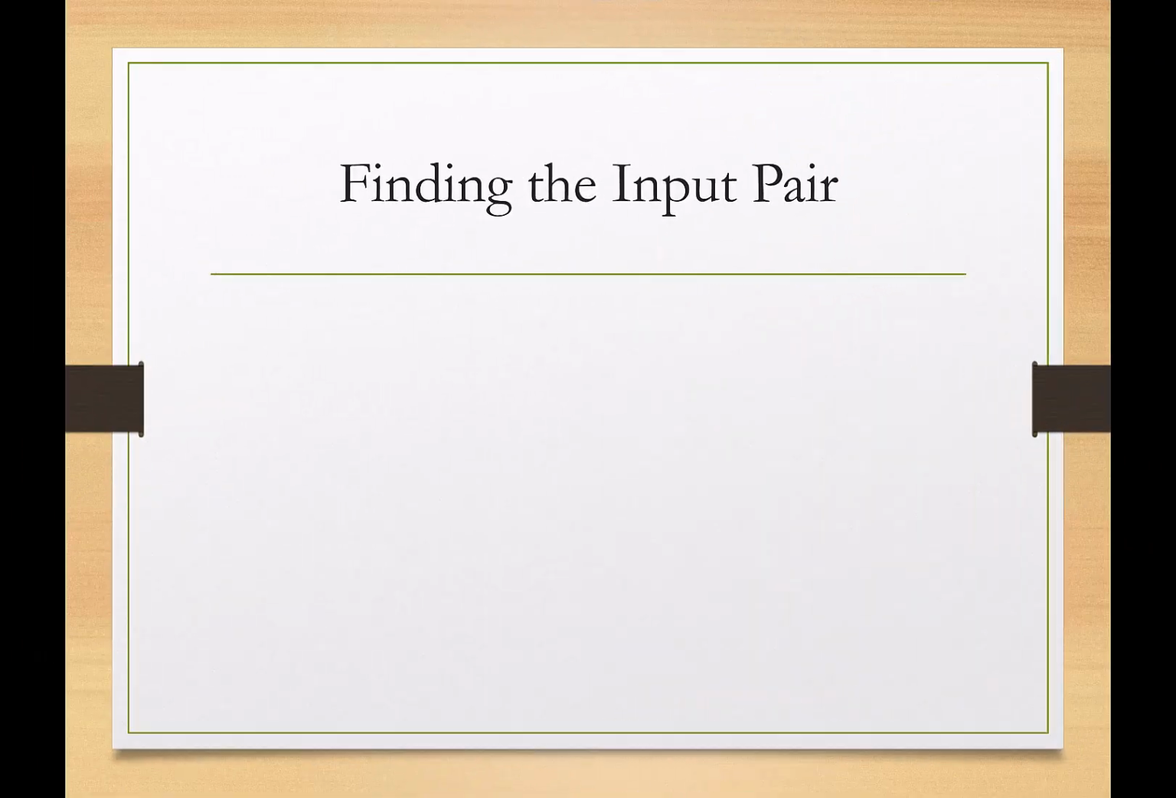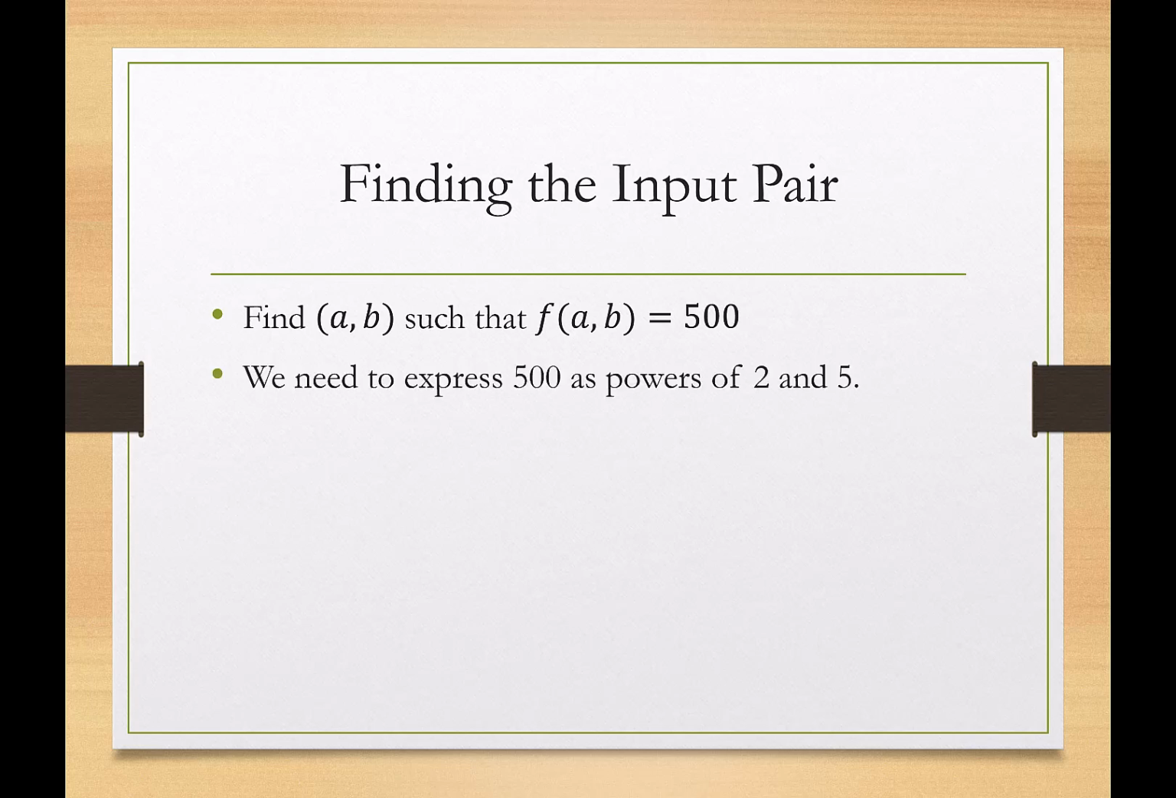If we flip that around and try to find the input that goes to a specified output, we need to think through our strategy. Let's say we want to find f of a, b that's equal to 500. This means we want to express 500 as powers of 2 and 5. The easiest way to do that is to start by prime factoring 500.